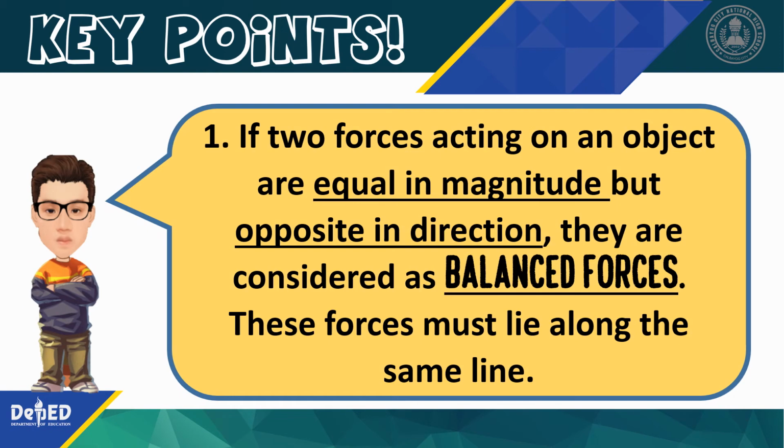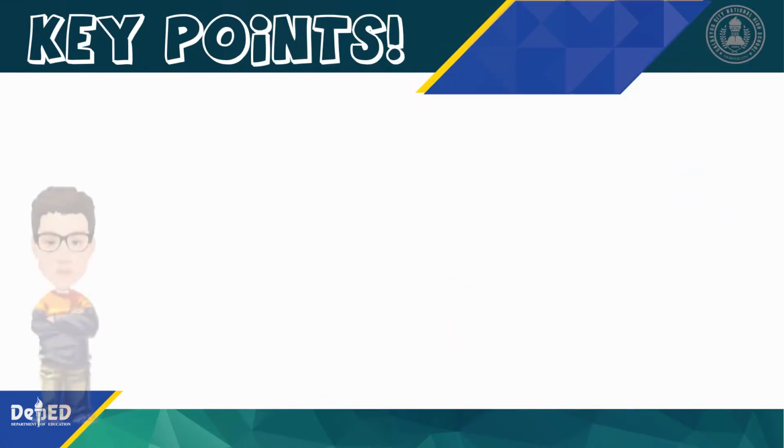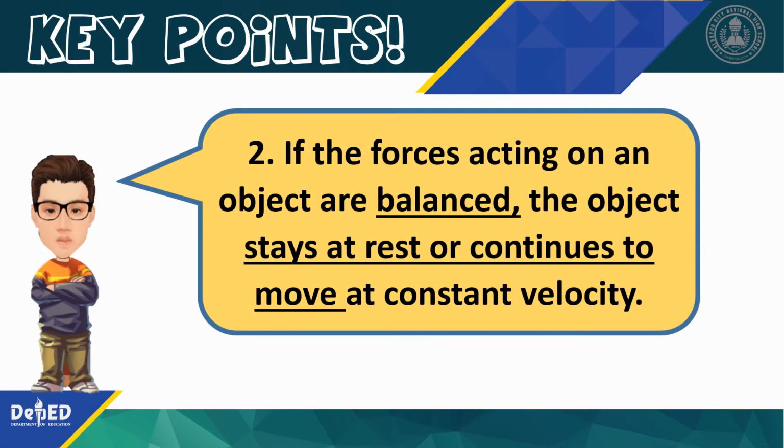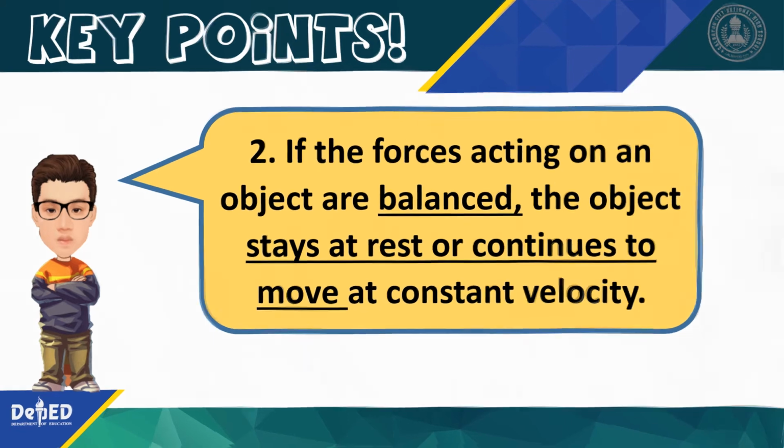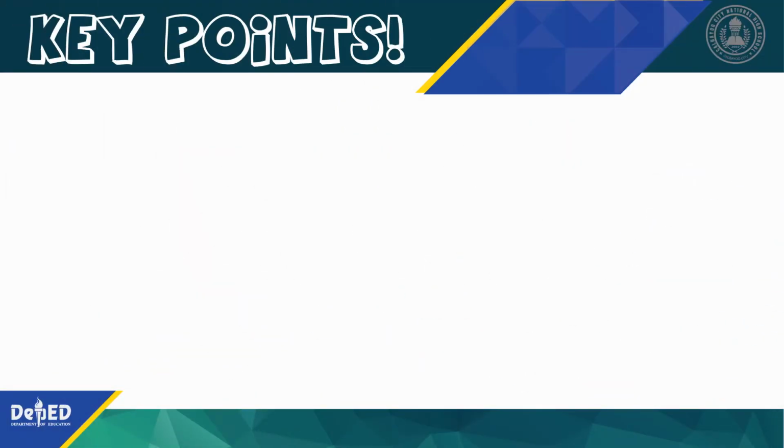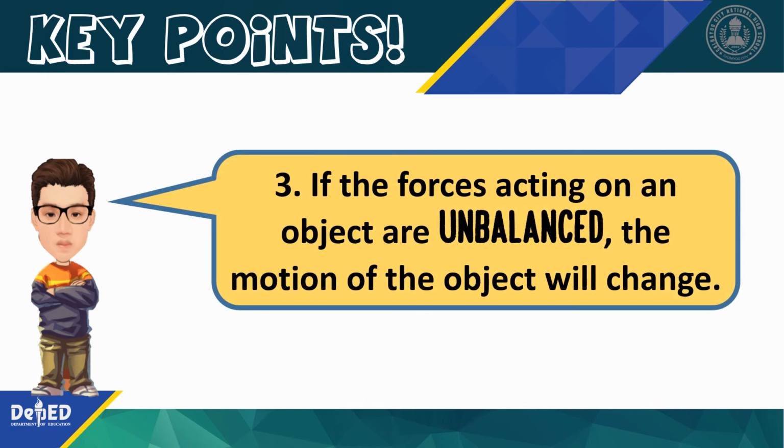If two forces acting on an object are equal in magnitude but opposite in direction, they are considered balanced forces. These forces must lie along the same line. If the forces acting on an object are balanced, the object stays at rest or continues to move at constant velocity. And if the forces acting on an object are unbalanced, the motion of the object will change.